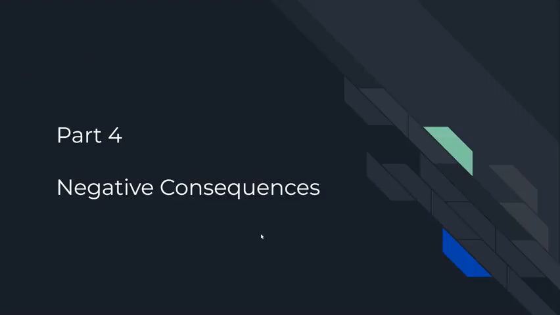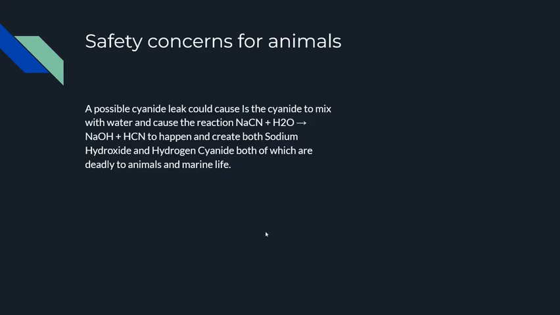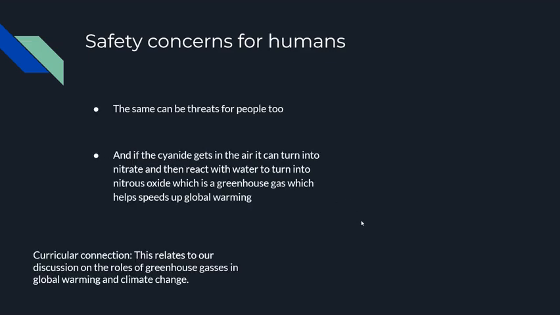Part 4, the negative consequences. We have safety concerns for the animals. A possible cyanide leak could cause the cyanide to mix with water and cause this reaction, which creates both sodium hydroxide and hydrogen cyanide, both of which are deadly to animals and marine life. So that's not good. That's a very big safety concern.